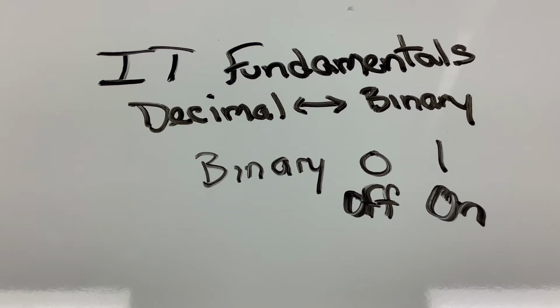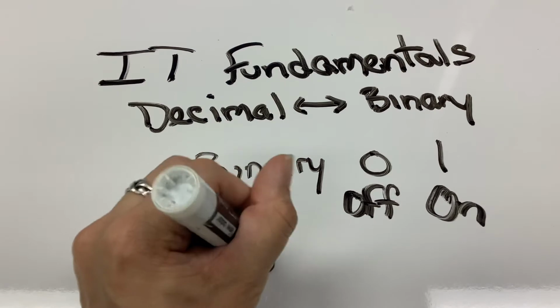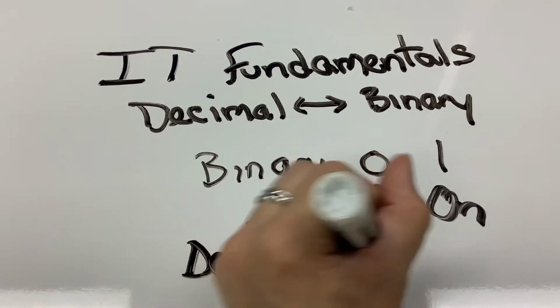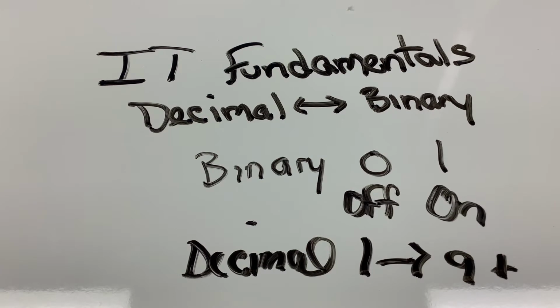On the other hand, the decimal system is something we're used to. And that can go numbers 1 through 9 plus, right? So there's so many more numbers when it comes to the decimal system. So let's start with a grid or cheat box that we can use to really understand the decimal system going forward.